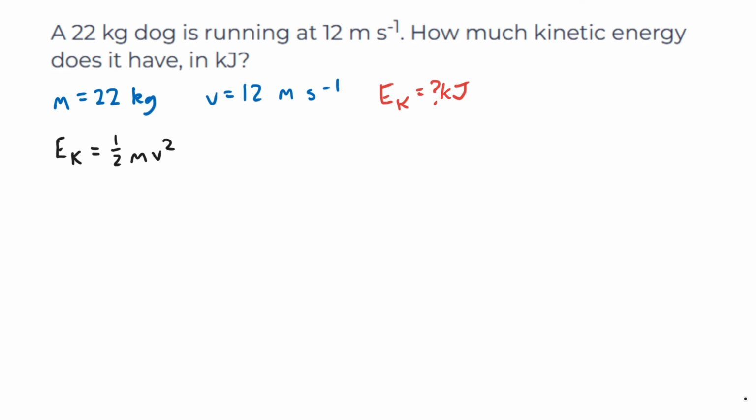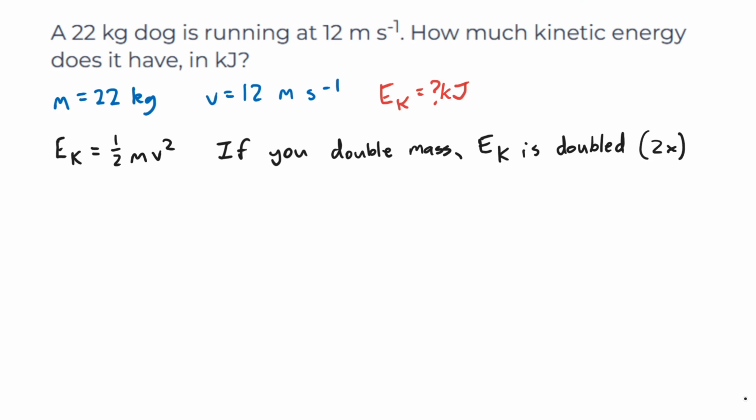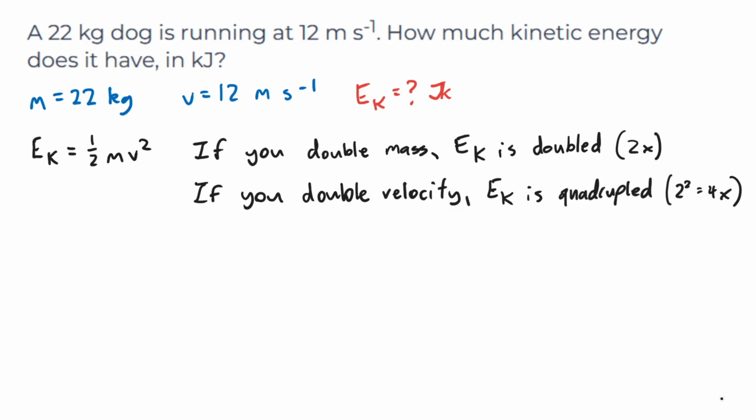This means that kinetic energy is proportional to the mass of an object, so if you double mass, then kinetic energy is doubled. Kinetic energy is proportional to velocity squared, so if you double velocity, kinetic energy will be quadrupled, because 2 squared is 4.